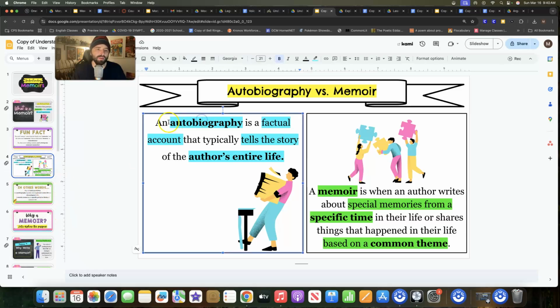So just thinking about this term right here, autobiography, right? Bio, because we also have biography, right? Bio means life. Graph means write. So writing about one's life or writing about a person's life. That's what a biography would be, write about a person's life. But when you add the auto in the front, it is self. Remember, our prefix auto means self. So writing about your own life.